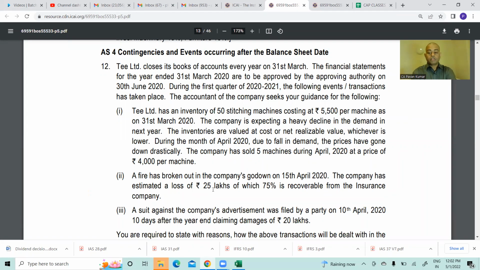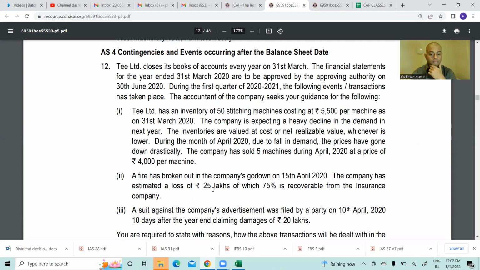A fire has broken out in the company. Fire accident. Is it adjusting, non-adjusting? Fire accident, is it an adjusting event or non-adjusting event? Guys, all of you, tell me in the chat box. Very good. Sandeep, correct. It is a non-adjusting event. Okay, so you need to book the loss in the next year only. You cannot go back to the financial statements of the previous year.